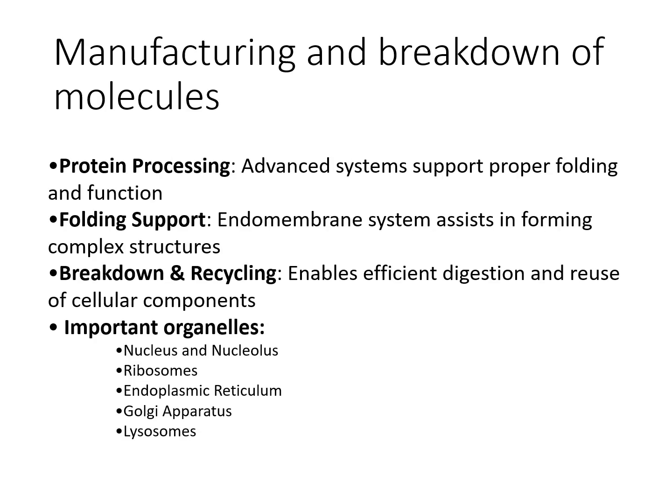Let's start with the manufacturing and breakdown of molecules. Eukaryotic cells have advanced systems for protein synthesis and processing, including mechanisms to ensure proper folding into tertiary and quaternary structures, a task supported by the endomembrane system. At the same time, these cells manage precise breakdown and recycling, allowing for the efficient digestion of molecules and the reuse of valuable components. Key organelles involved in the manufacturing and breakdown of molecules include the nucleus, the nucleolus, ribosomes, the endoplasmic reticulum, the Golgi apparatus, and lysosomes.